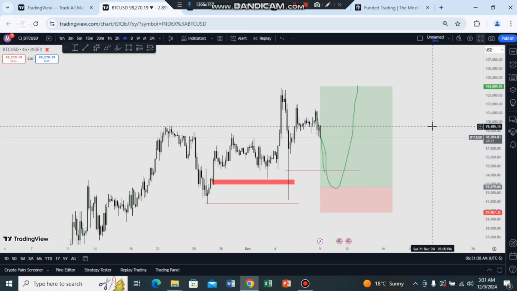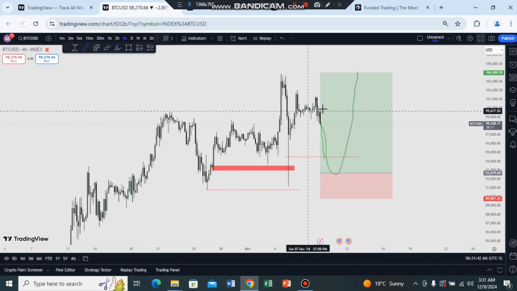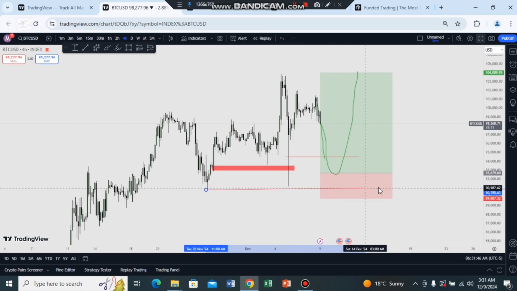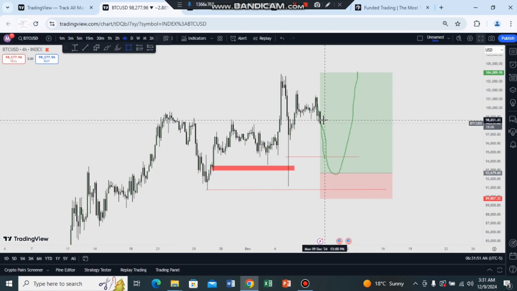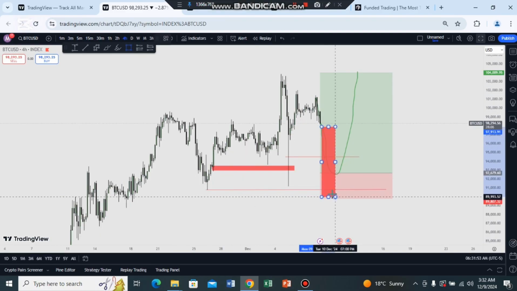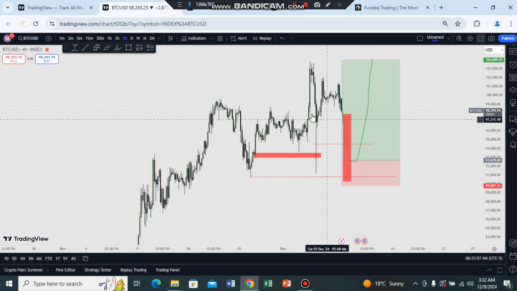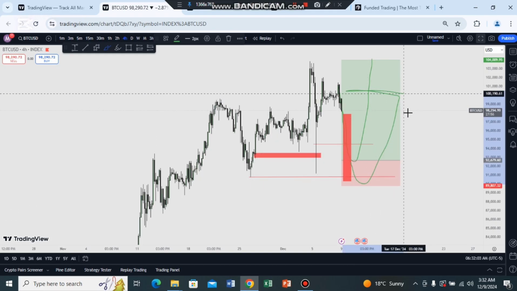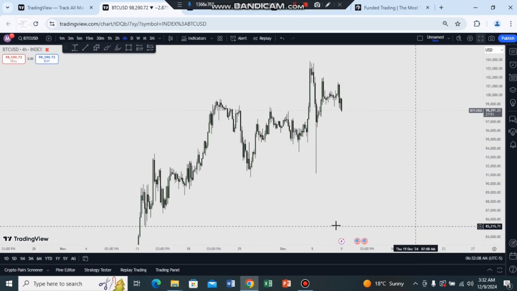Now what will be the invalidation of these trades? If the market comes down and it closes below this point, below this line on the 4-hour time frame, this will be your invalidation. Okay, if the market comes down and it closes below it, this will be your invalidation and the market will no more be bullish. And what will happen is the market will then go up, retest this bearish order block and then come down. Okay, this will be your invalidation point.